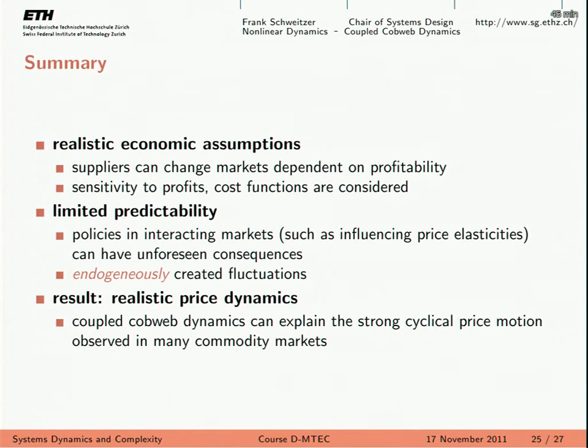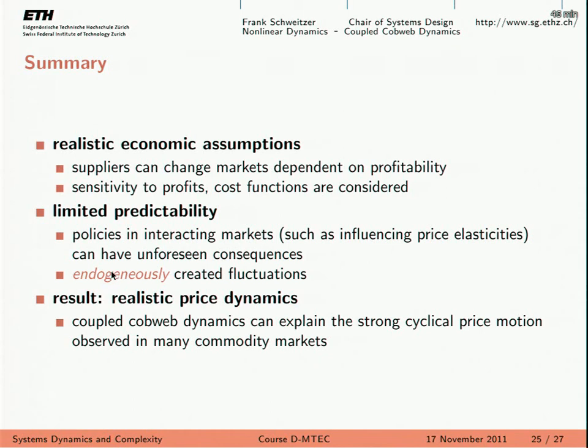And now you can think about policies. So if you change something in one market, for example, you introduce, let's say, a minimum price or price ceilings or whatever, you play with the demand and supply curve somehow. You change their slopes, for instance. In one market, this could have unforeseen consequences in the coupled market.